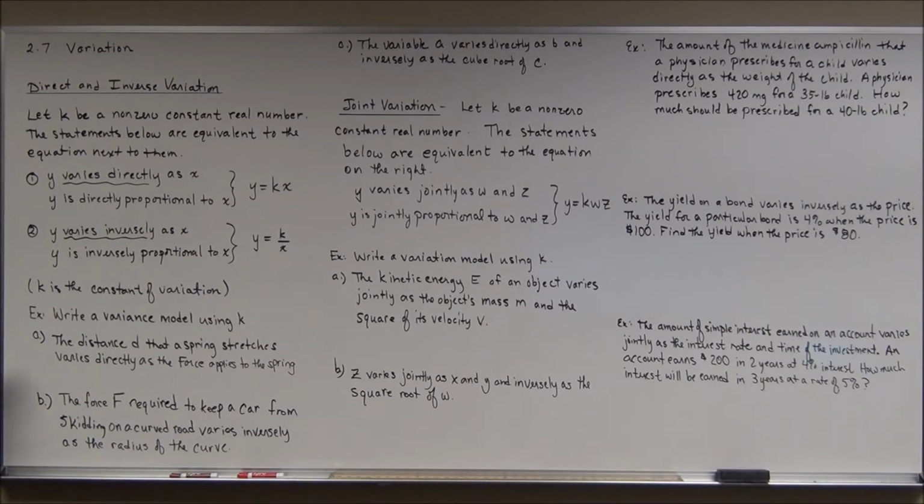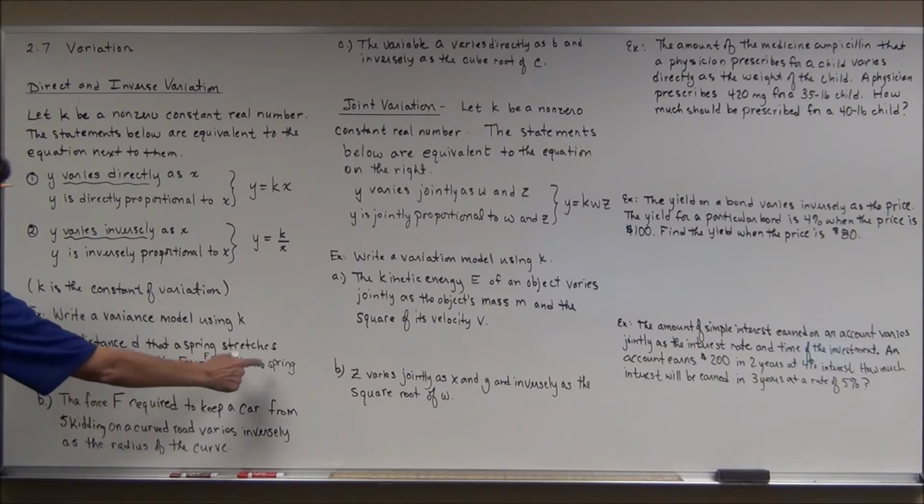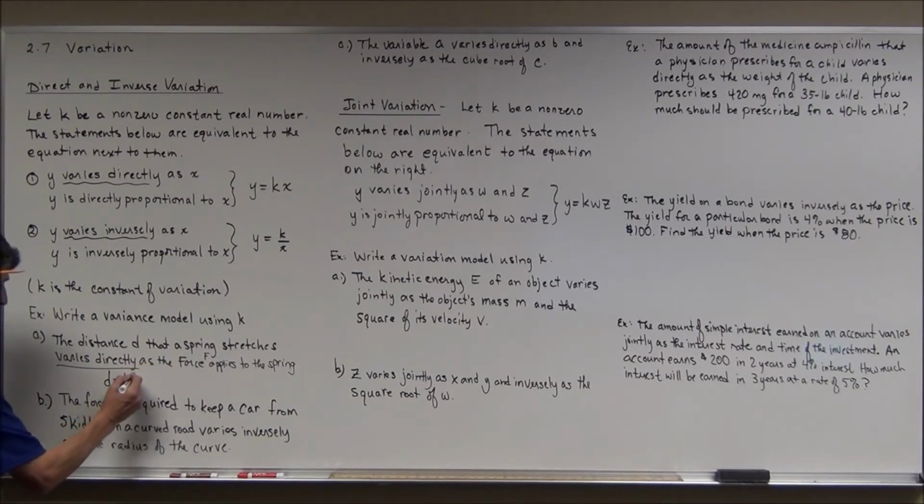So for the first 3 examples we'll just write out the equation that models it. Write a variation model using k as your constant of variation. The distance d that a spring stretches varies directly as the force, and I'm going to assume we'll use F for the force, applied to the spring. It says direct variation, so the distance d varies directly, there's my constant, as the force.